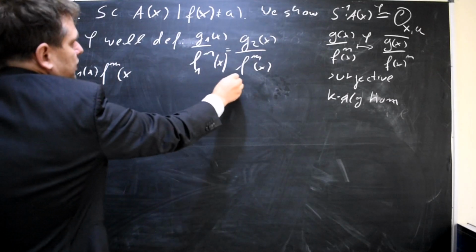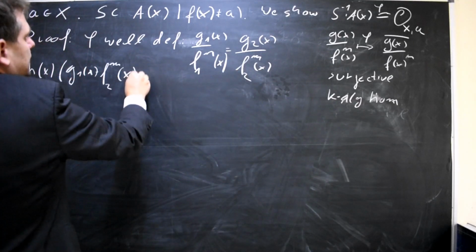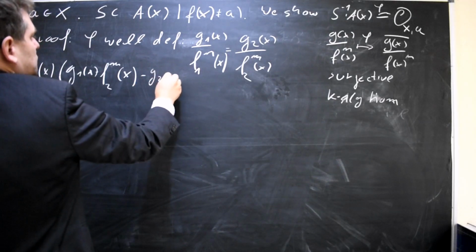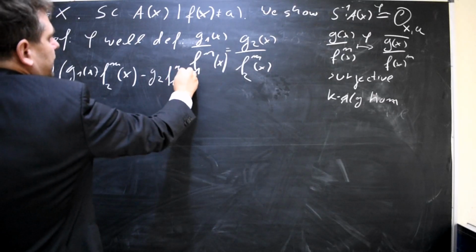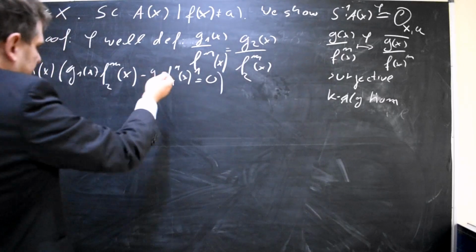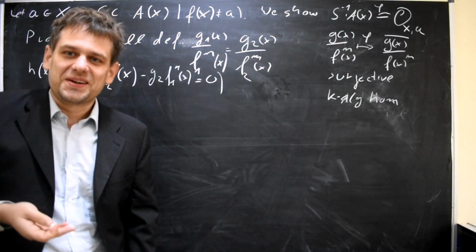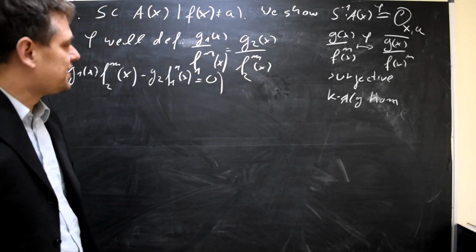let's call this f1, f2(x) minus g2 f1(x) is equal to 0, right? You remember what this means. This is what it means that we have equality in the localization.